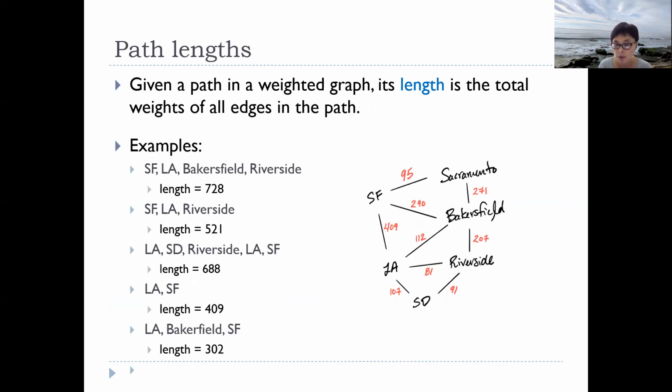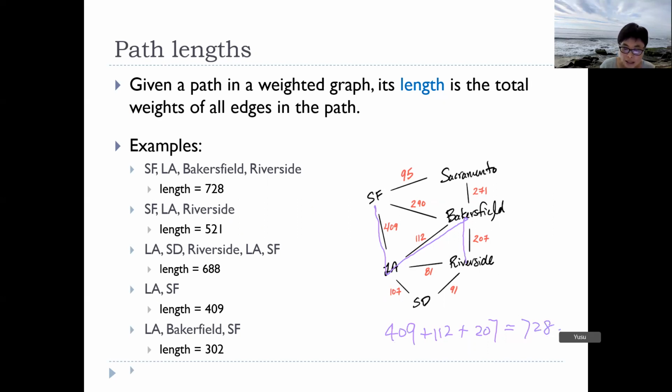So for example, if I consider the path from San Francisco to LA to Bakersfield and then to Riverside, this path has 3 edges, but now the length is not 3 anymore. The length is the sum of edge weights, 409 plus 112 plus 207, which is 724.